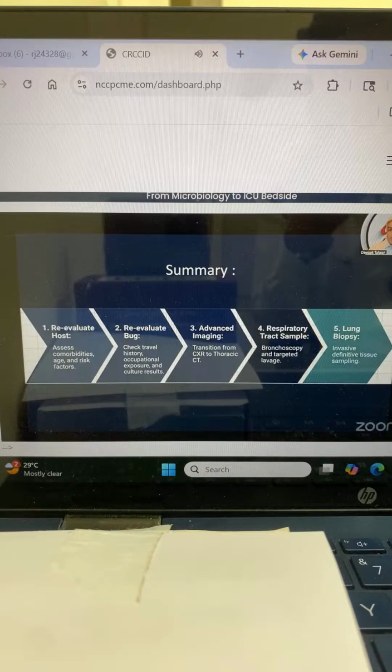Once we move on, the next step will be advanced imaging, and here of course thoracic CT scan makes a lot of difference, but not to miss pulmonary embolism, because that sometimes mimics exactly like a pneumonia which is just not going away with antibiotics. And finally, to take the respiratory tract sample through bronchoscopy or a targeted lavage, and this is particularly useful for doing PCR based tests to pick up atypical organisms, unusual organisms, and of course viruses.